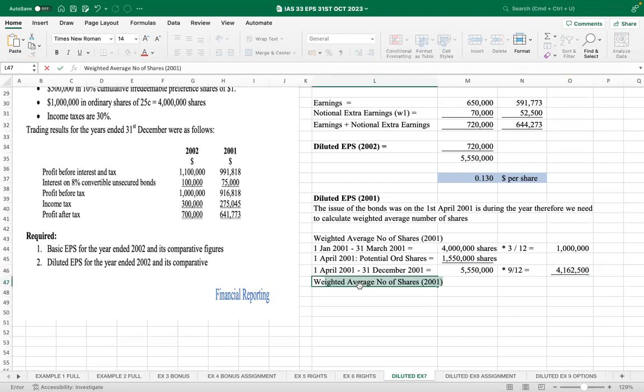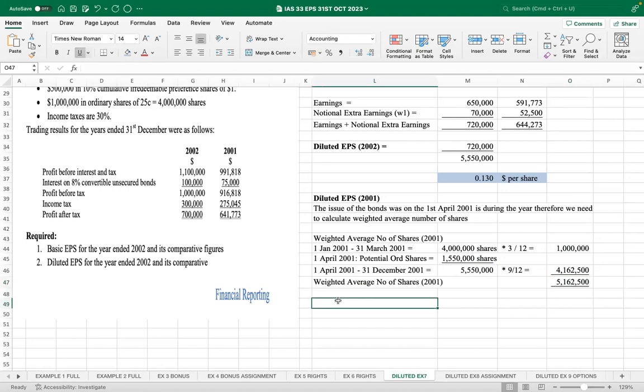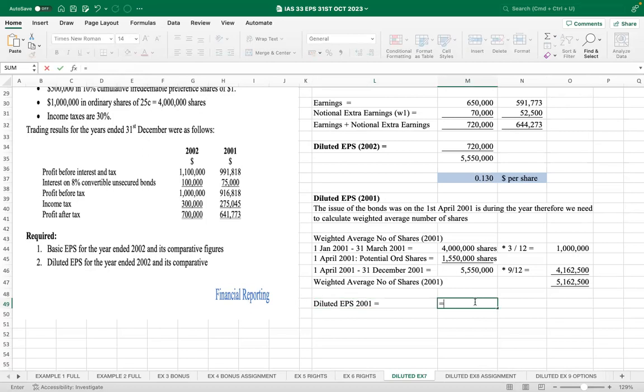Weighted average number of shares will be equal to 1 million plus that after applying the weights to them. So this is the weighted average number of shares. Therefore, diluted EPS in 2001 will be equal to the profit, which is 644, divided by the weighted average number of shares.